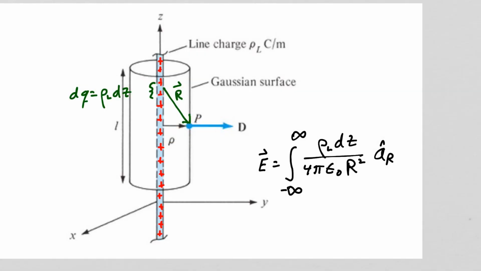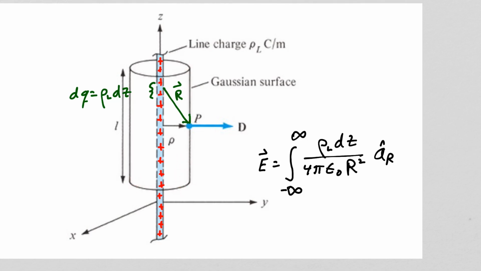Previously, we found the electric field intensity due to an infinite line of charge along the z-axis using this equation. You recall that it was very difficult to perform this integration. We're going to redo this problem using Gauss's law and take advantage of the symmetry of the problem with a cylindrical Gaussian surface that's shown here.